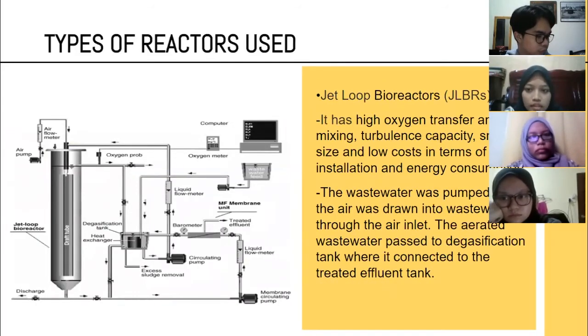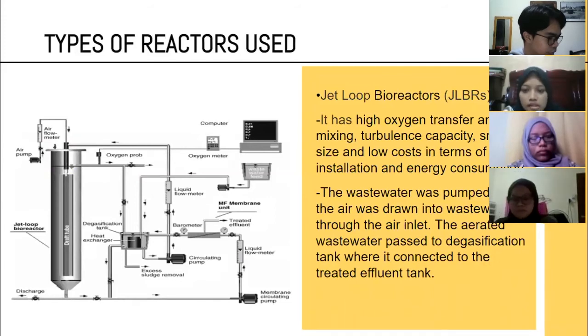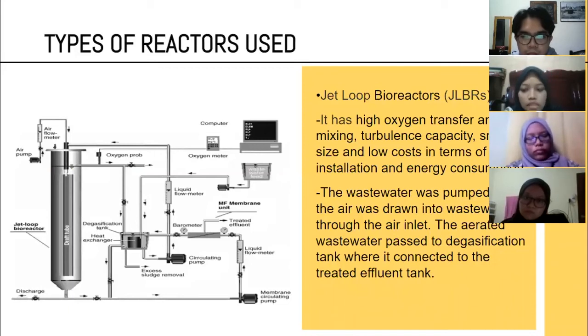Next, we have a jet loop bioreactor (JLBR). It has high oxygen transfer and mixing, turbulence capacity, small size, and low cost in terms of installation and energy consumption. The wastewater was pumped and the air was drawn into the wastewater through the air inlet. The aerated wastewater passed to the degasification tank, where it will then be connected to the treated effluent tank.